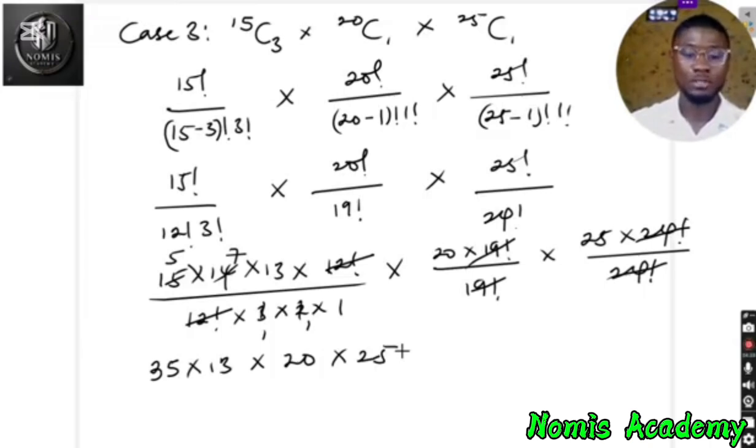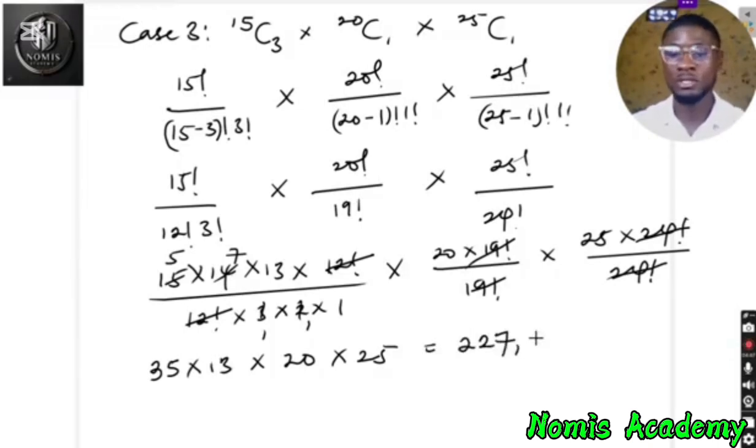So if I multiply 35 by 13, multiplied by 20, multiplied by 25, I have 227,500 ways to have made my selection considering this case.